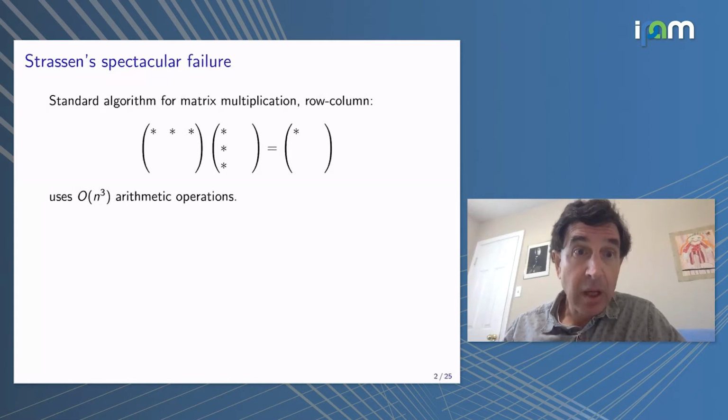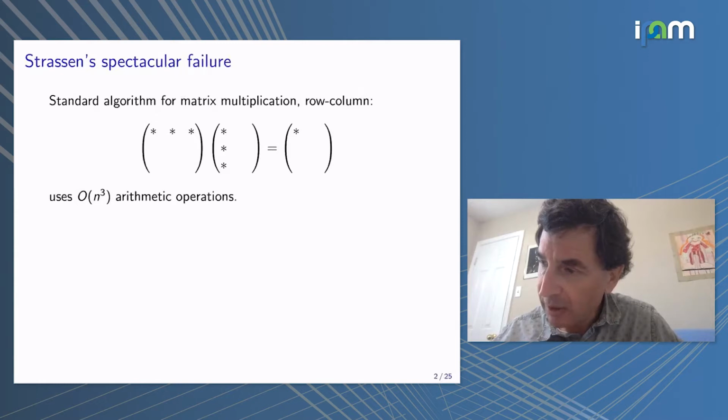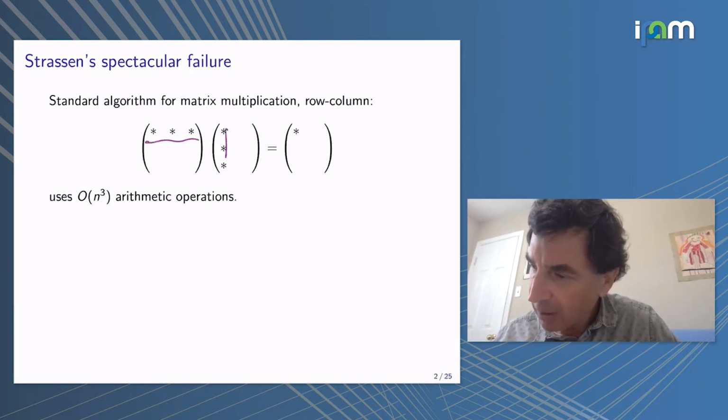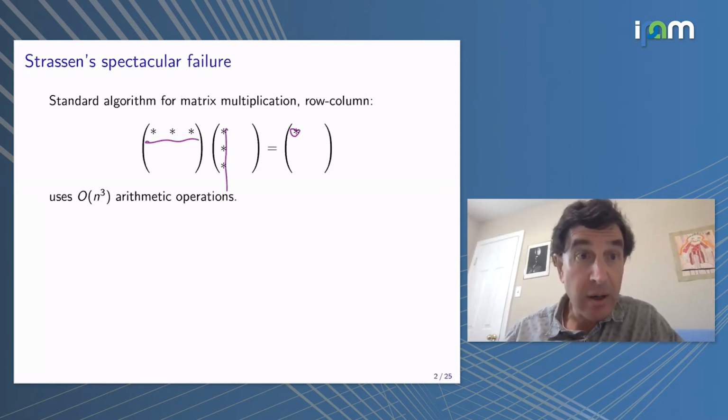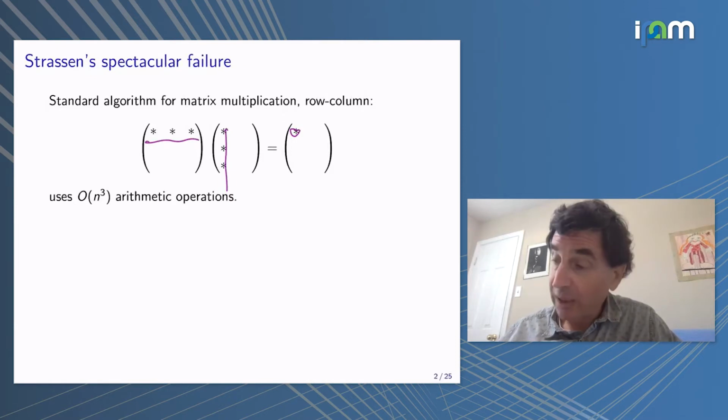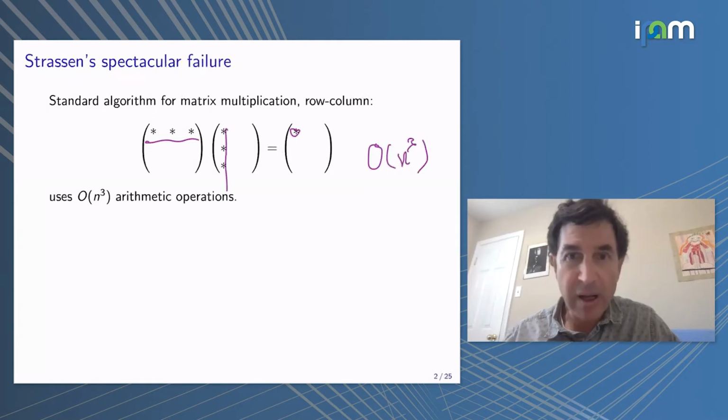Strassen thought about multiplying matrices. Now, the standard way we multiply matrices, row by column, if this is an n by n matrix, you have to do n multiplications and n minus one additions to find that entry. There are n squared entries in our matrix, so you do on the order of n cubed arithmetic operations to multiply two n by n matrices. And Strassen said, well, this algorithm is great.